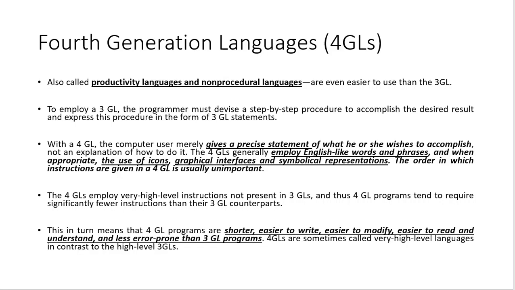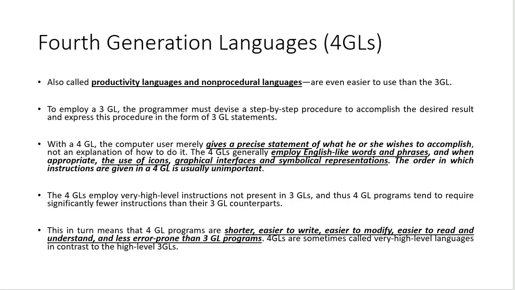Okay, tak perlu. So, the 4GL generation employs English-like words and phrases, and when appropriate, the use of icons, graphical interfaces, and symbolical representation. The order in which instructions are given in a 4GL is usually unimportant. So, the 4GL employs very high-level instructions not present in 3GL, and thus 4GL programs tend to require significantly fewer instructions than 3GL counterparts. Okay, so kalau kita bandingkan 4GL dengan 3GL ni, dia memerlukan kurang instruction berbanding 3GL.